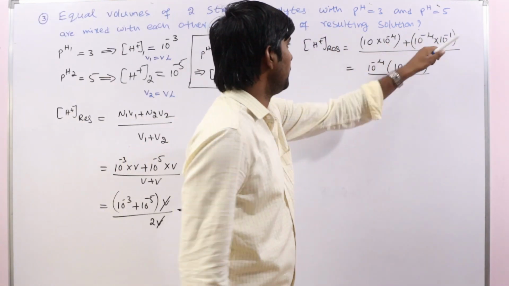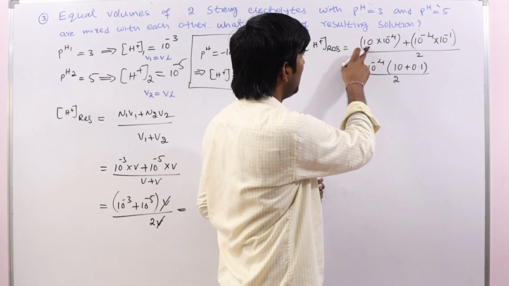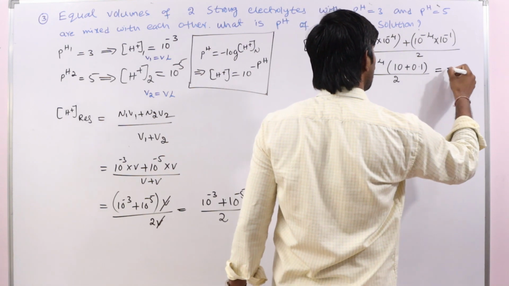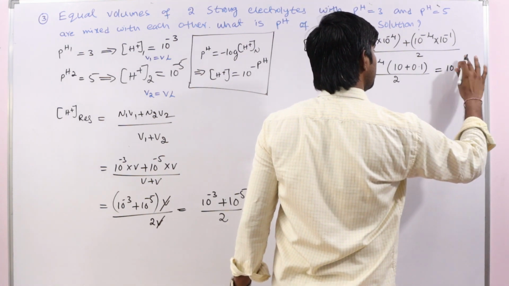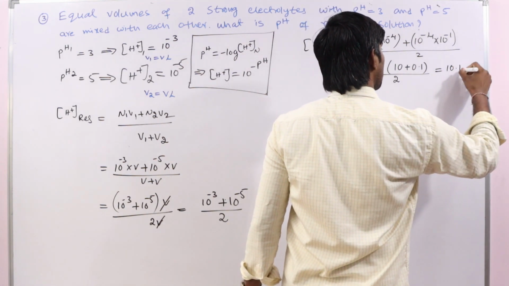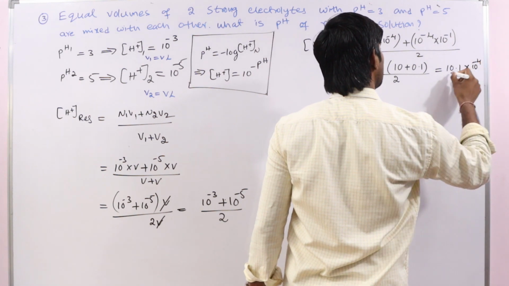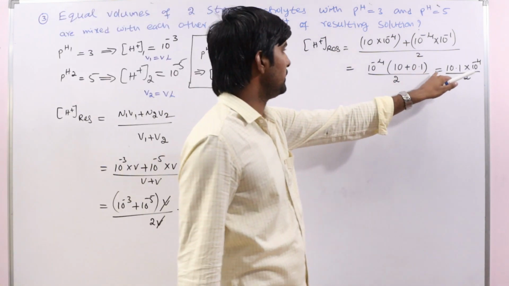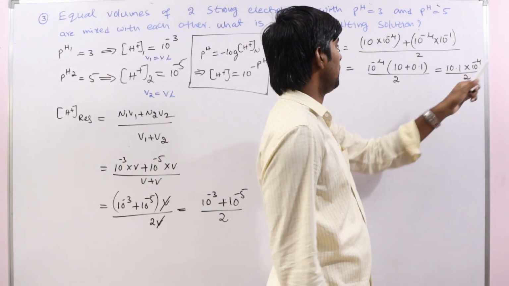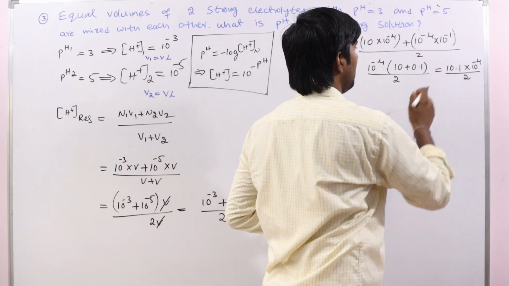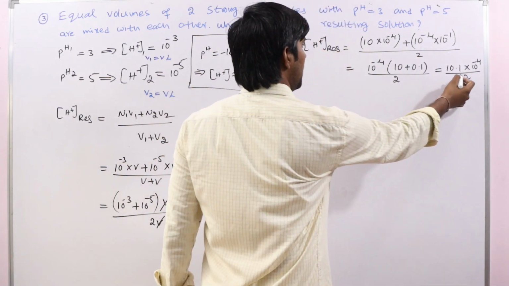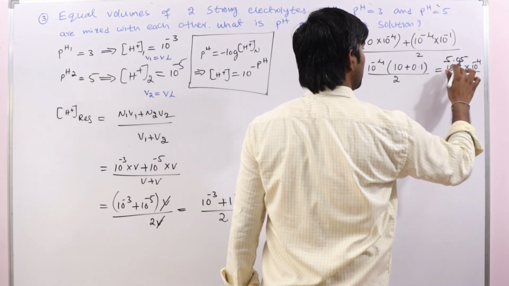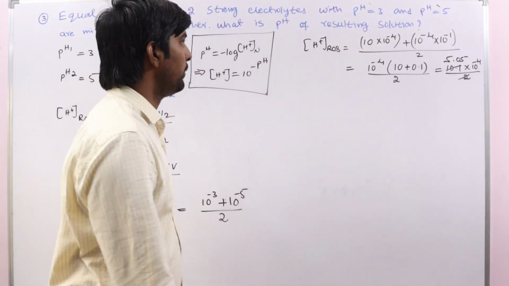Right, 10 power minus 4 is common, take it out. Here we have 10, and 10 power minus 1 is nothing but 0.1. So 10 plus 0.1 equals 10.1, into 10 power minus 4 by 2. I am writing here 10.1 by 2, and this is 5.05. Okay, so 10.1 by 2 is 5.05.